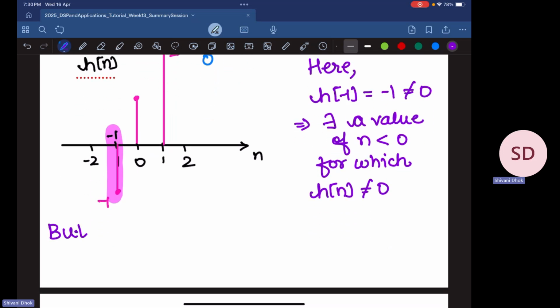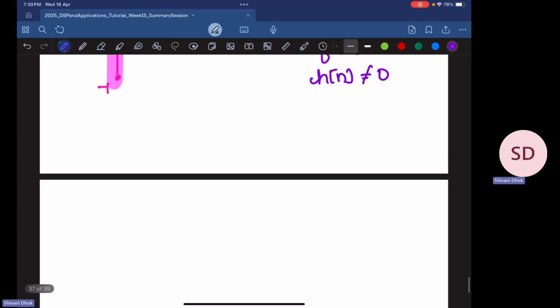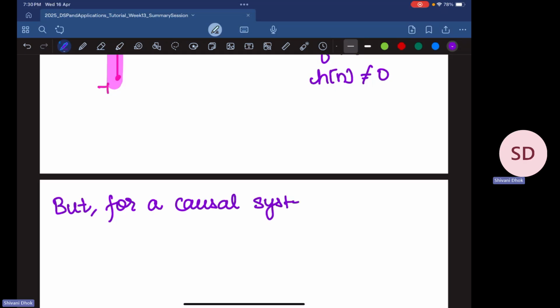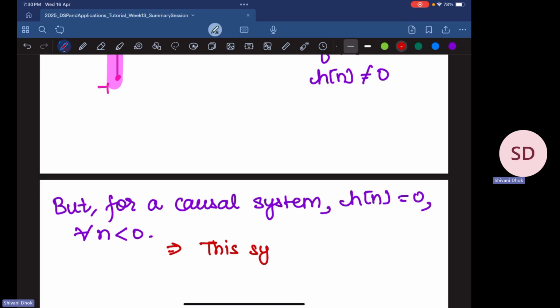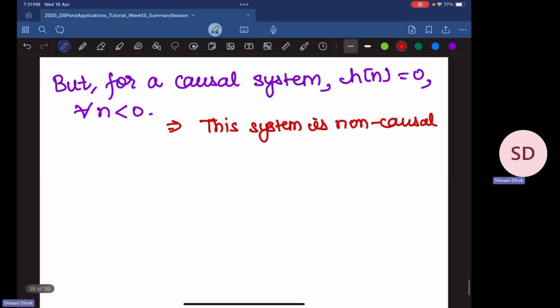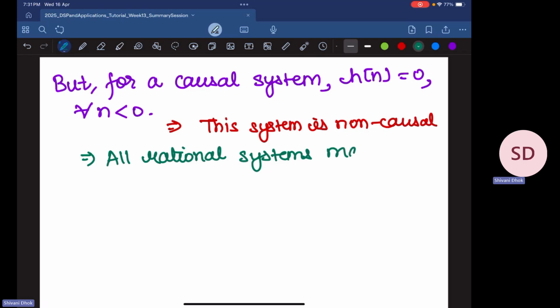But for a causal system, h of n is equal to 0 for all n that is negative, which means that this system is non-causal. But it was rational. So therefore, there are systems which are rational but non-causal, which implies that all rational systems may not be causal.